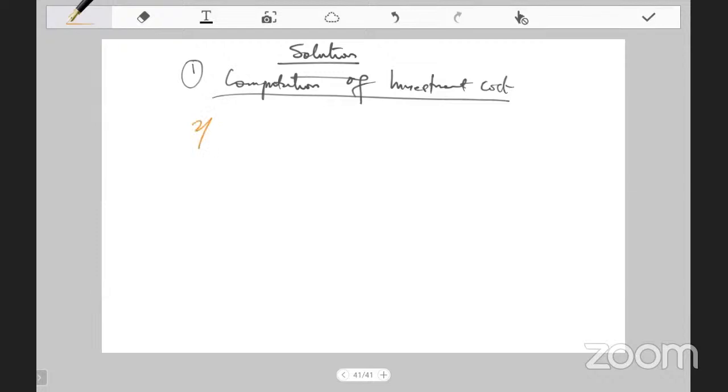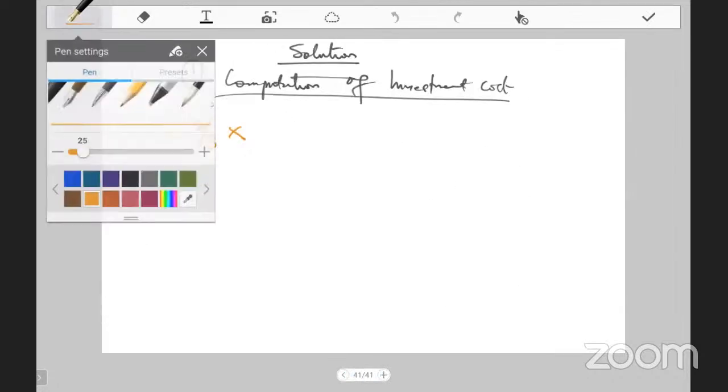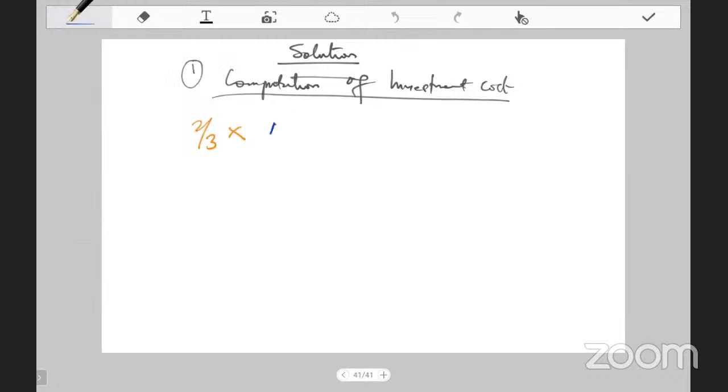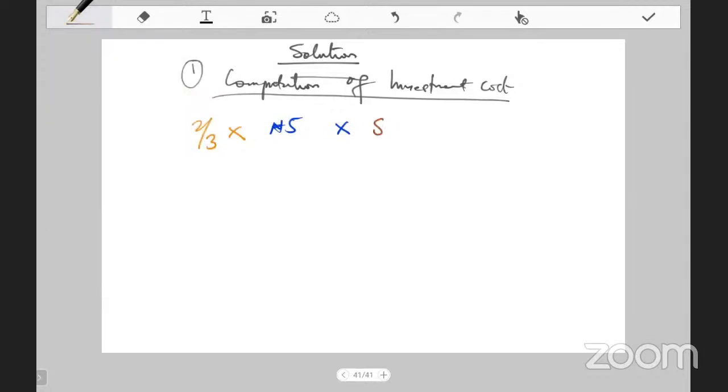So I'm going to have 2 over 3 times the market value. What is the market value that I will use? 5 naira. Times what is the unit of shares that we are going to use? 80,000 units. So class, what will now be the value of the investment cost?